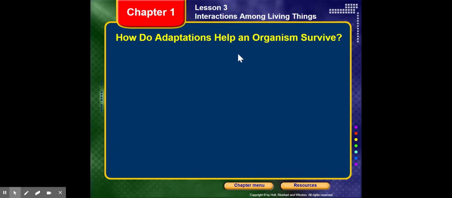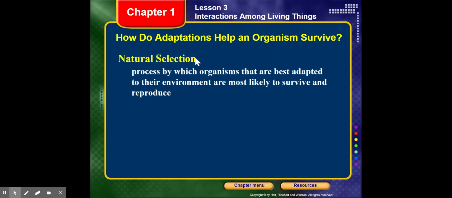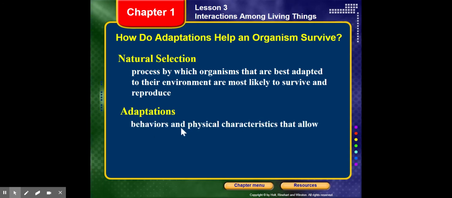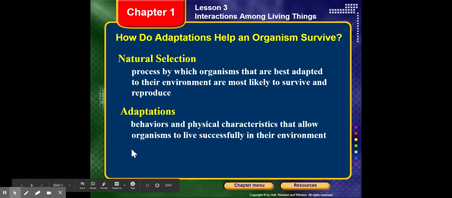So how do adaptations help an organism to survive? An adaptation is any behavior or physical characteristic that allows organisms to live successfully in their environment. So anything that helps a living thing survive better, we call an adaptation.